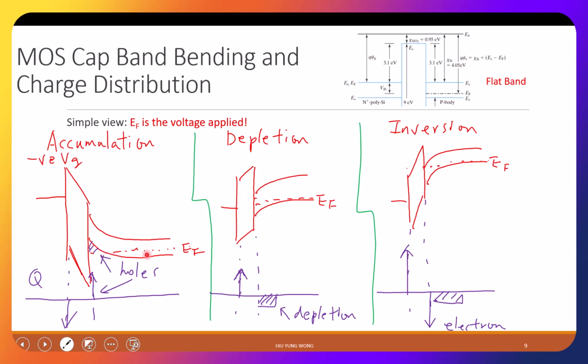Originally, this is P-type. The band diagram is bending upward. I keep increasing the gate voltage. Eventually, it's bending downward. It's like an inverter. And at the same time, you have holes at the beginning, and now you have a lot of electrons at the surface.